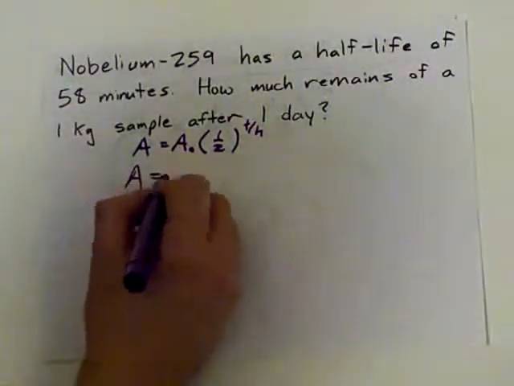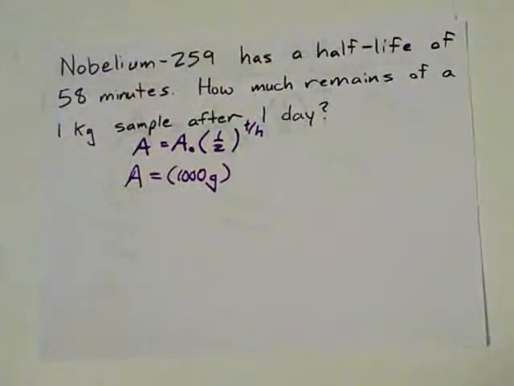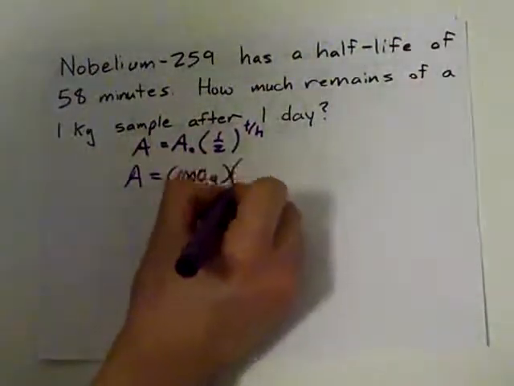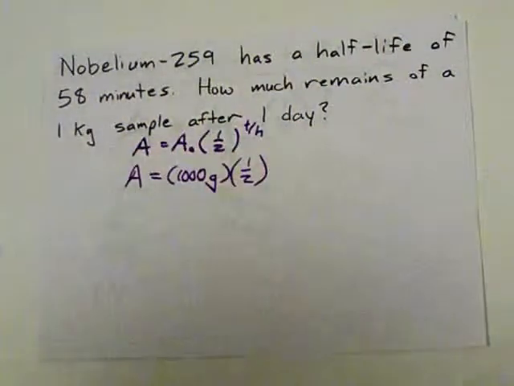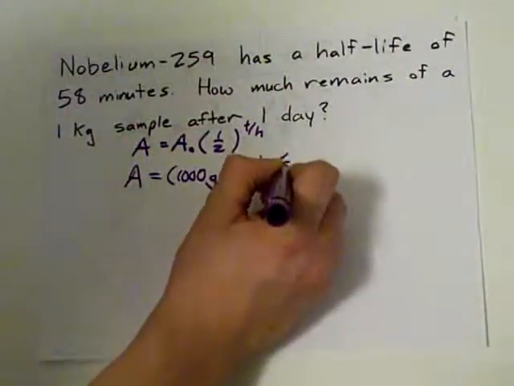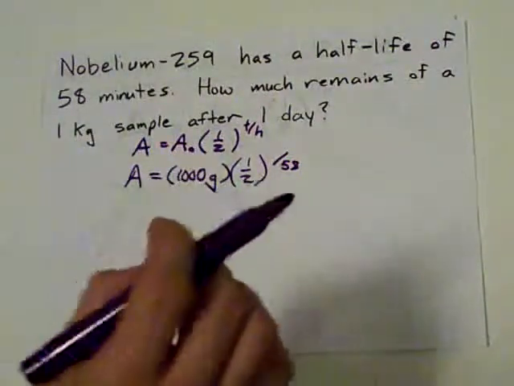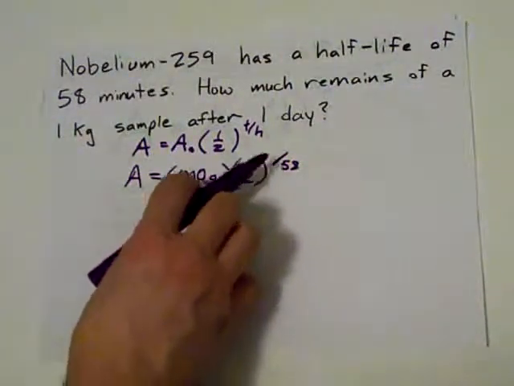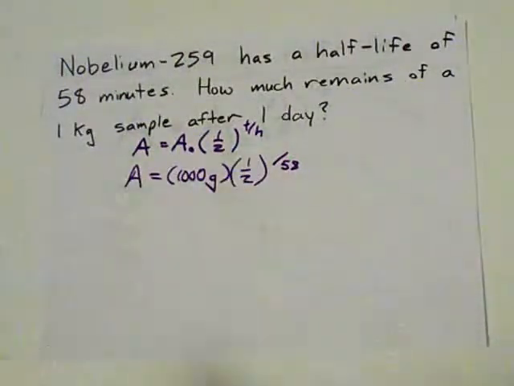The amount we're left with is the starting amount. I'm going to write it as 1,000 grams, times a half to the power of time. How much time has gone by? 1 day. What's the half-life? 58 minutes. Guys, I do not care what units you use in this T-H ratio as long as T and H are in the same units.